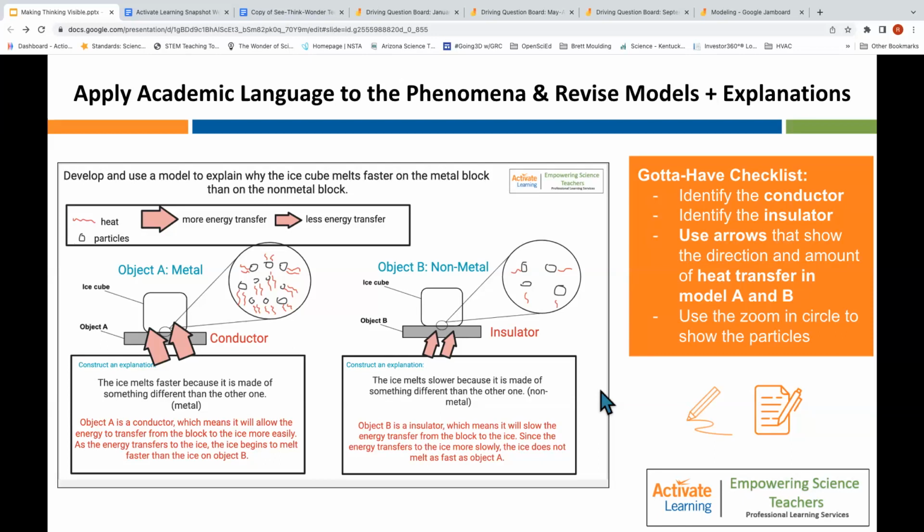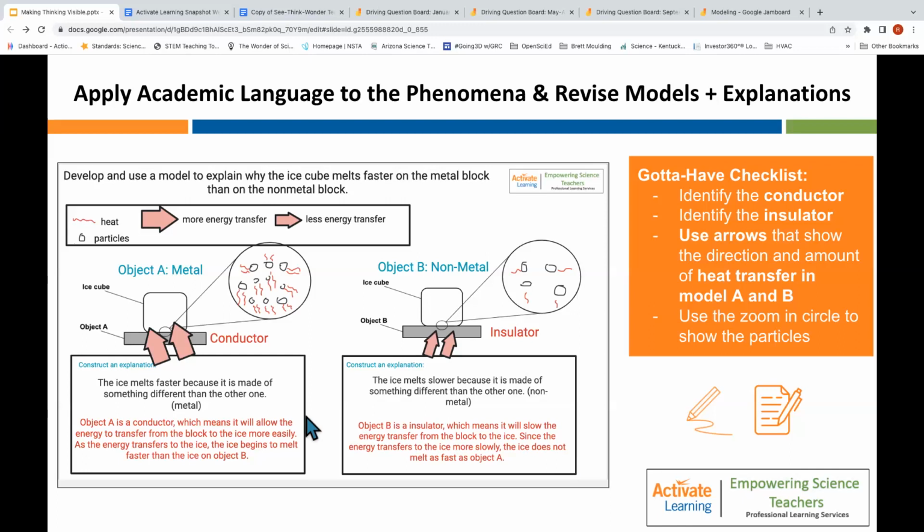What I would help them with is making sure they include certain things like components and connections and relationships in their models. Something we use is called a gotta have checklist. Make sure you label the conductor, the insulator, draw arrows that show the direction and the amount of heat transfer, and make sure to show particles in that zoom space. And so as you can see, they come in, they apply, and then they revise their explanation.